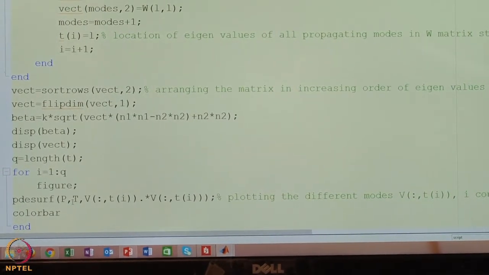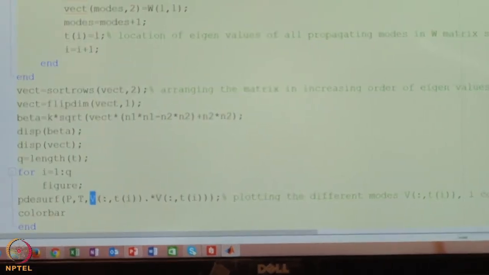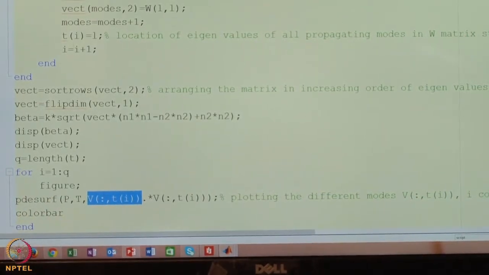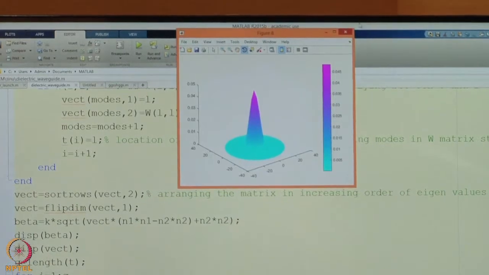So what is this V value here? V is the vector. V is the vector value that we will plot for different nodes. So run this code. If you run the code, all the nodes are generated. So let us see one by one all the nodes. So this is our first node.